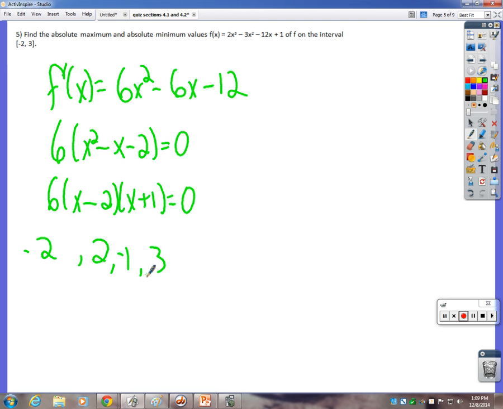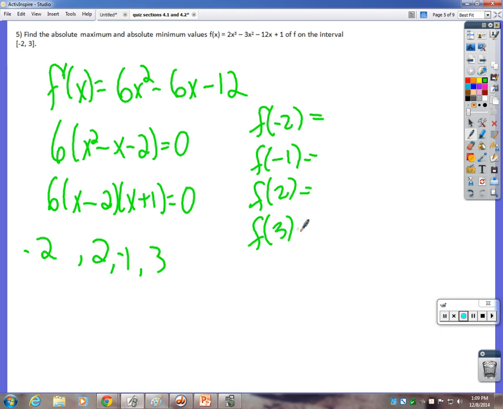Okay? Alright, then you have to take all of those and plug them back into the original function to see which is the biggest and which is the smallest. And again, it seems like some of you got 3 out of 4 of these, but not all of them for some reason. I don't know why.